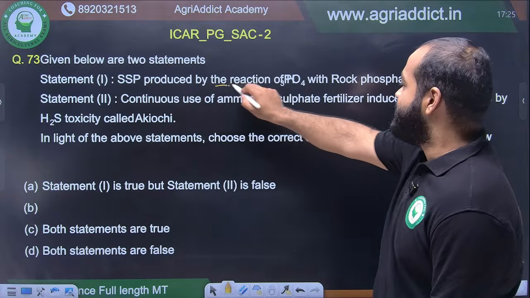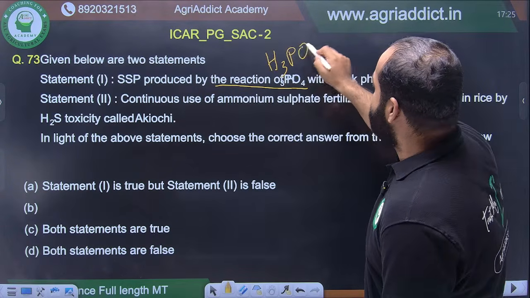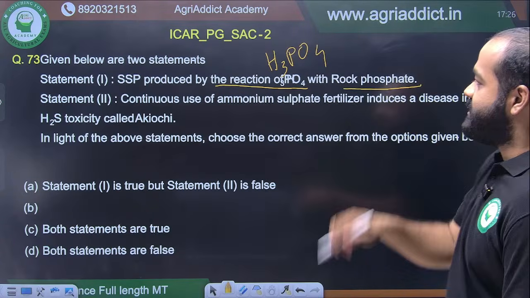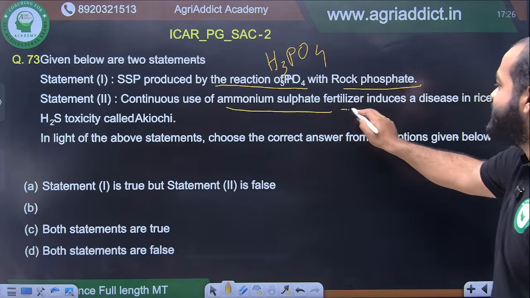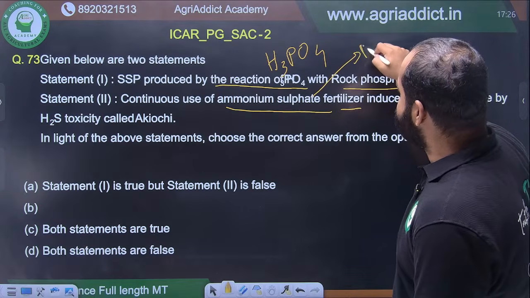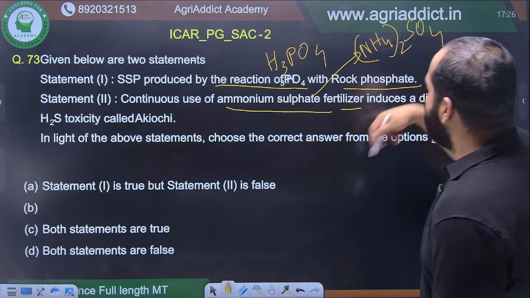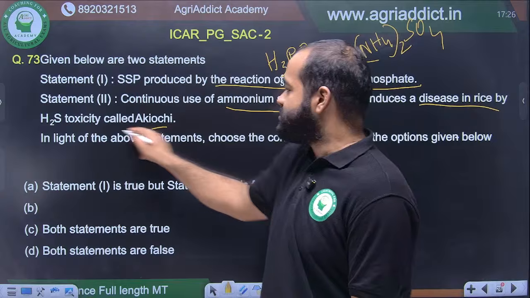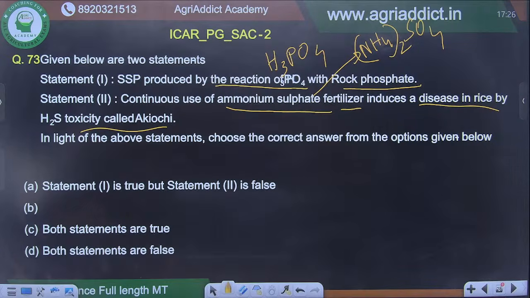Given below are 2 statements. SSP is produced by the reaction of, I am really sorry, it is H3PO4. SSP is produced by the reaction of H3PO4 with rock phosphate. Statement 1. Statement 2 is continuous use of ammonium sulfate fertilizer. Ammonium sulfate fertilizer यानी कि (NH4)2SO4. Continuous use of ammonium sulfate fertilizer induces a disease in rice by H2S toxicity called Akiochi. Tell me, इसमें से कौन करेक्ट है, कौन गलत है?